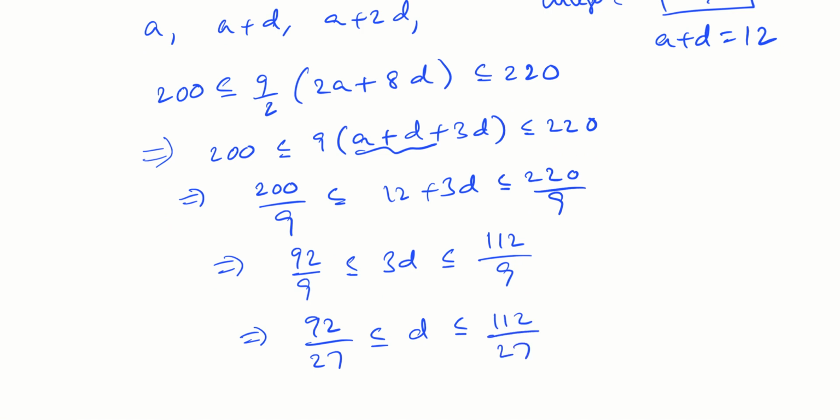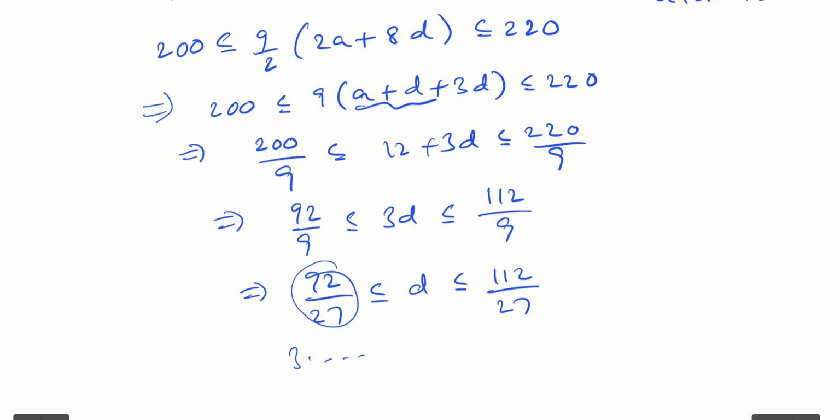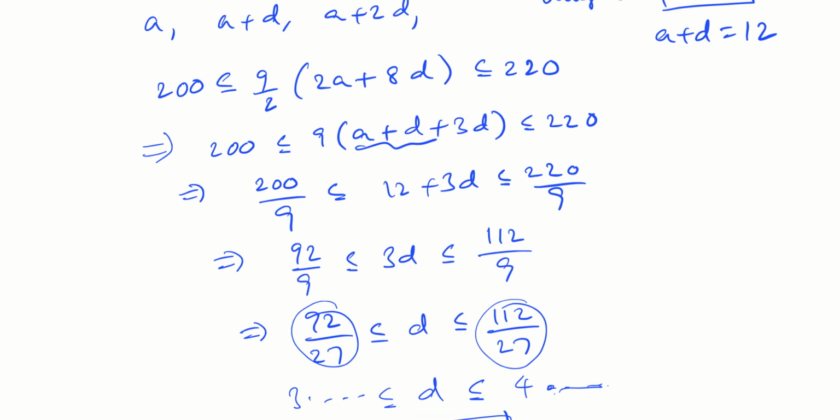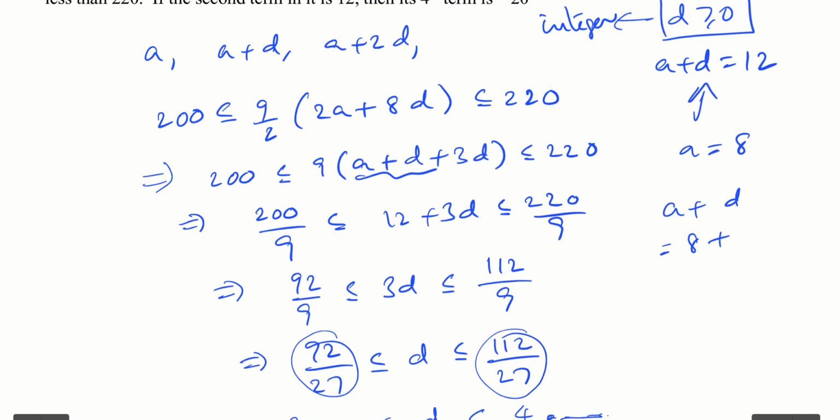Now you can see that this is 3 point something and this is 4 point something. So D lies between them and we know that it must be an integer. The only integer that is lying between these limits is nothing but 4. So I get D is equal to 4. Now once you have D is equal to 4, using that here I have A is equal to 8. Therefore, sorry, we want the fourth term, A plus 3D, that is 8 plus 3 into 4. It will be 20. Okay.